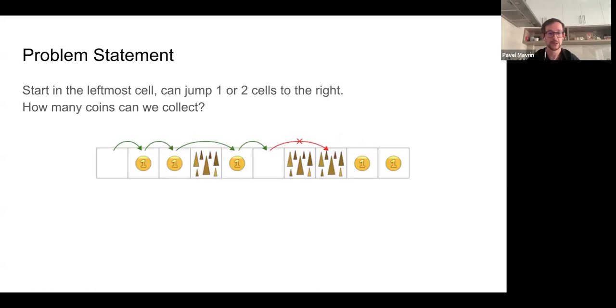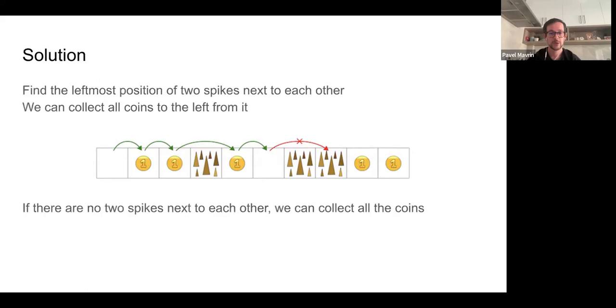We had a sequence of cells. In each cell, we may have a coin or we may have spikes. And what we can do is go from left to right, and every time we jump 1 or 2 cells forward. We need to calculate the maximal number of coins we can get. It was quite an easy problem.